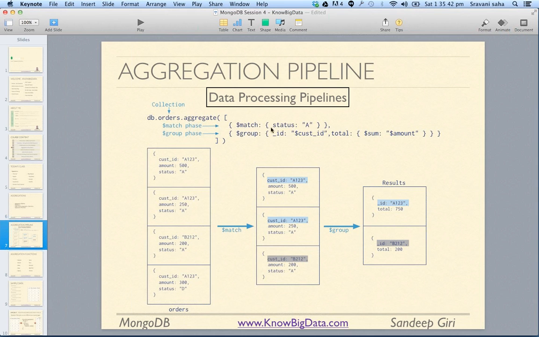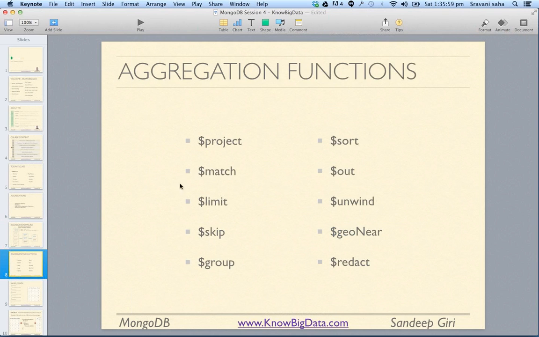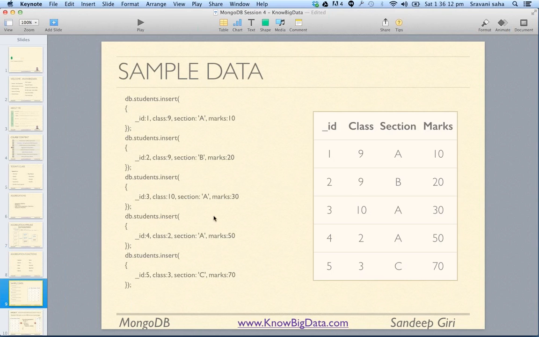Each one has its own set of parameters. Everything is in JSON format. So this is a very quick look at what an aggregation function, or you can also say an aggregation operator, is. There are various aggregation functions like project, match, limit, skip, group, sort, and so on. We will go one by one.